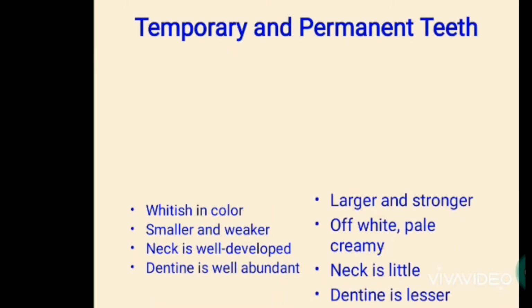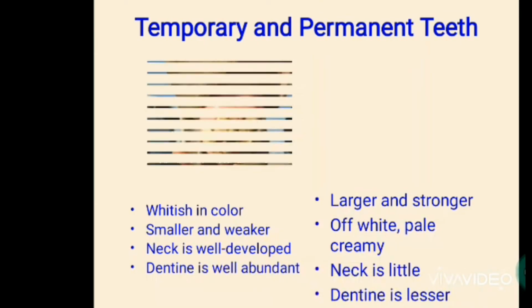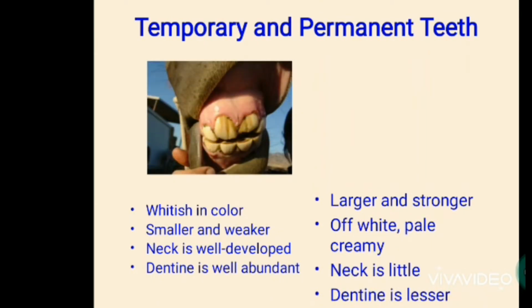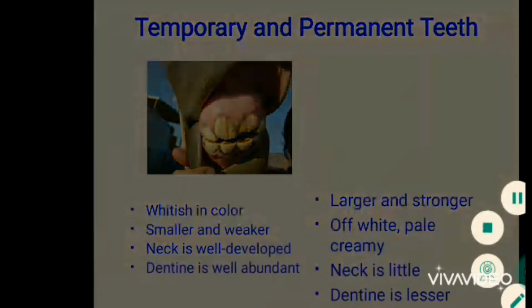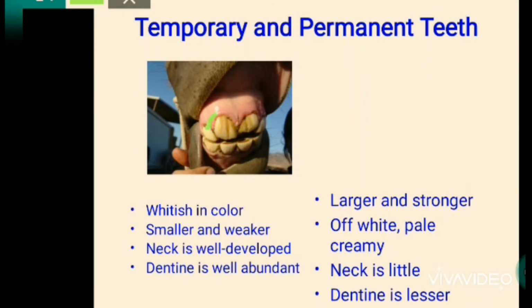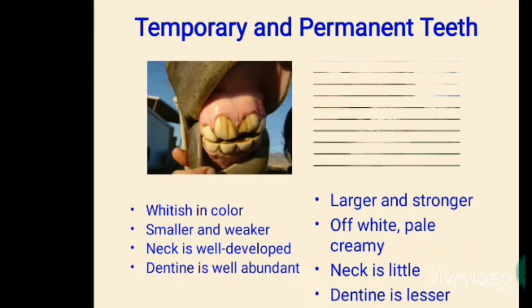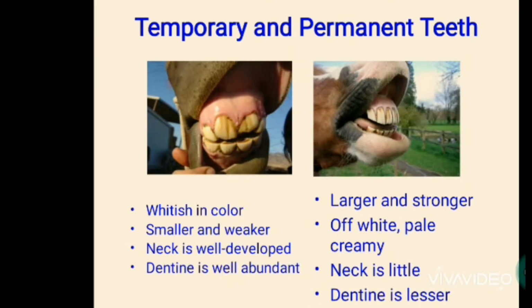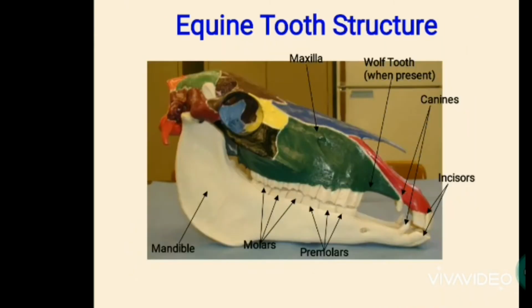Now let's try to understand the difference between the temporary and the permanent tooth. The temporary teeth are whitish in color, smaller and weak, and the neck is very well developed. As you can see, the neck portion is very wide, like a concave surface. In the permanent tooth the neck is very little, dentine is lesser, and they are pale creamy, very large and strong.